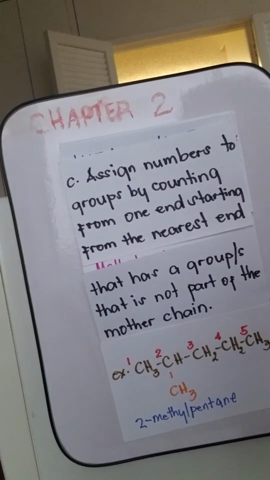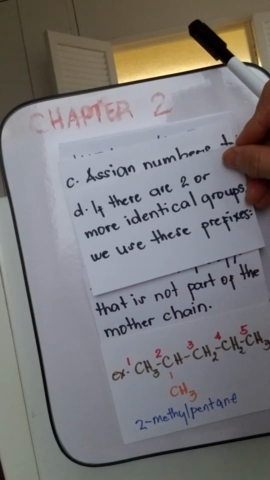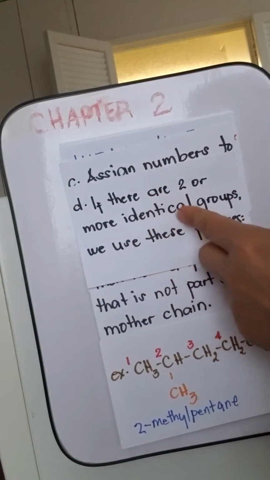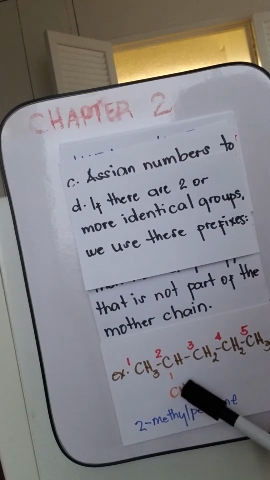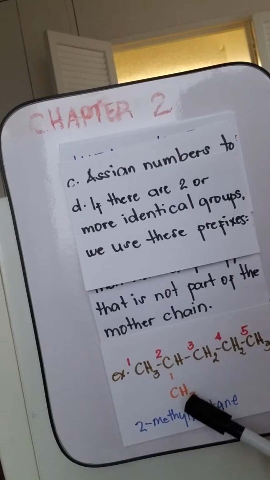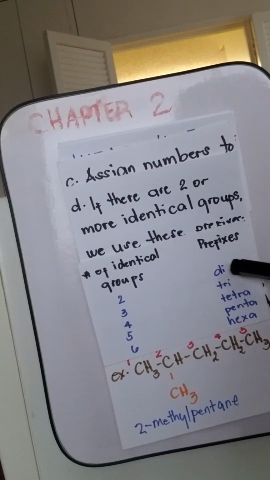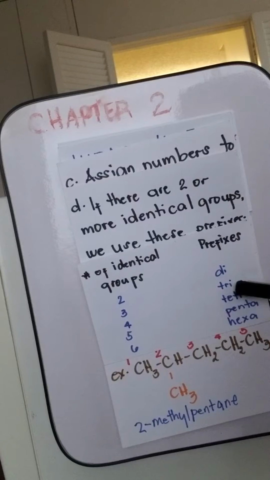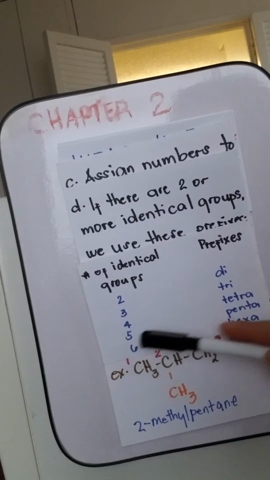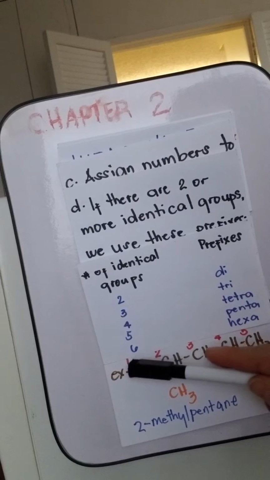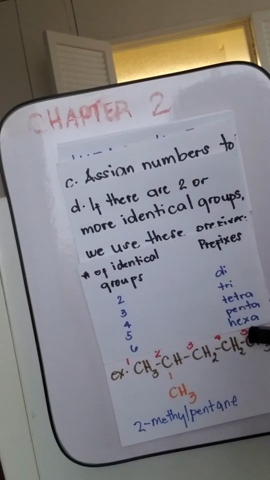Now the next rule of naming in the IUPAC system for your alkane compounds is that if there are 2 or more identical groups, the same group, we are going to use prefixes. What are those prefixes? If you have 2 of the same group, the prefix is di. If we have 3 of the same groups, the prefix is tri. If we have 4, the prefix is tetra. If we have 5, the prefix is penta. If you have 6, the prefix is hexa.